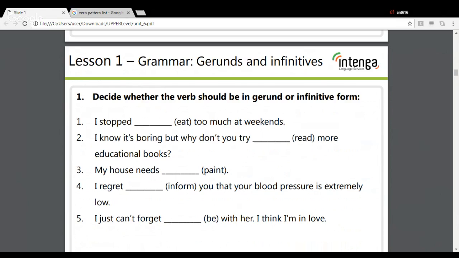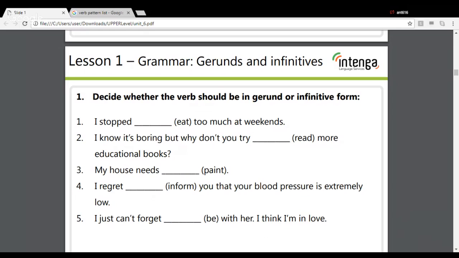Okay. So number 3. My house needs painting. Why can't you say my house needs to paint? Because it's a similar structure. My hair needs doing. And also because your house can't actually paint something. It's not alive, so we can't use it in the active tense.